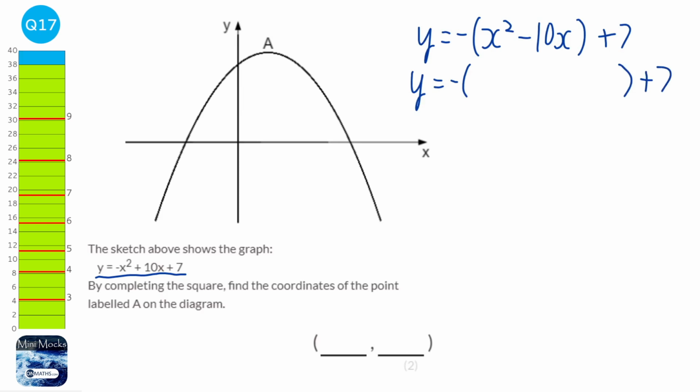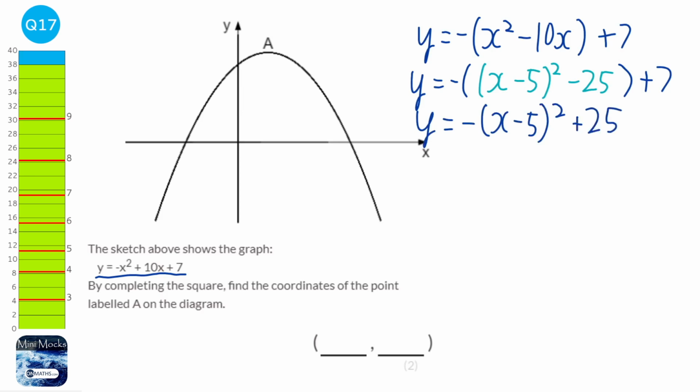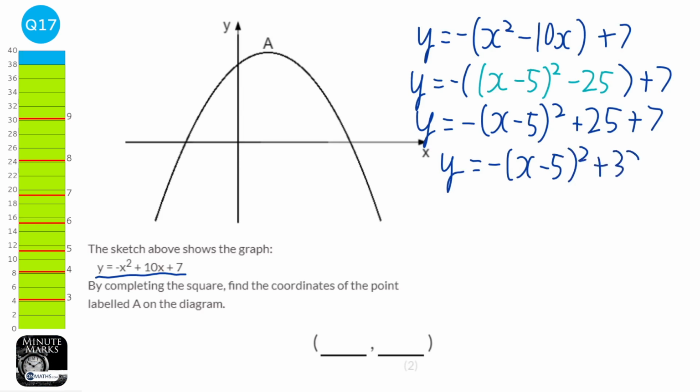So the way we complete the square is you do a bracket, and you have x, and then you halve the coefficient of the x, so that'd be -5, and then square it. Now if you expand that, you get x squared, brilliant, minus 10x, fantastic, plus 25. We need to get rid of that 25. And so I'm going to now expand the bracket with the minus on. So we've got minus (x minus 5) squared plus 25 plus 7. And then we're just going to add the 25 and the 7, and you should get 32.